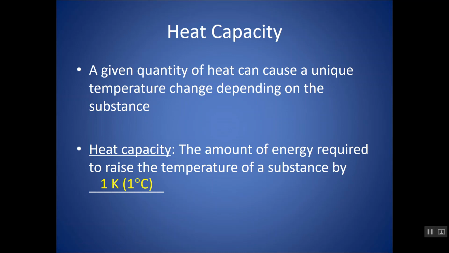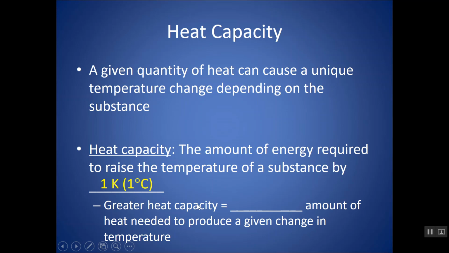And you might even notice this, like if you were to microwave some of your food, and you have a whole assortment of different foods, some things heat up faster than others. Like one of your vegetables might be really hot, but your meat is still really cold because they have different heat capacities. The greater the heat capacity, the greater the amount of heat that's needed to produce a temperature change.